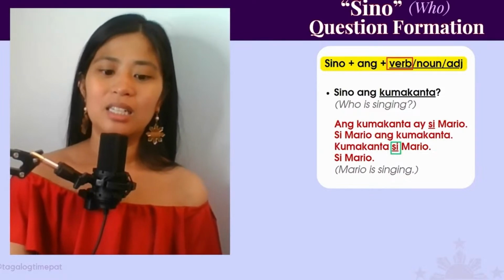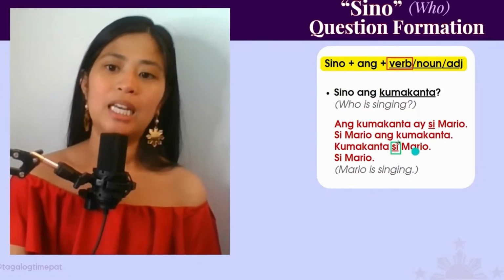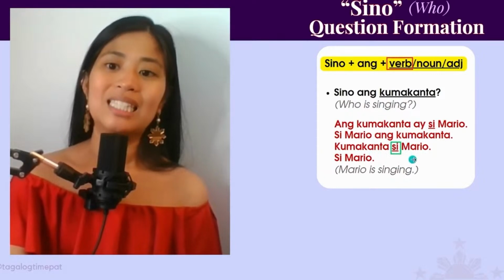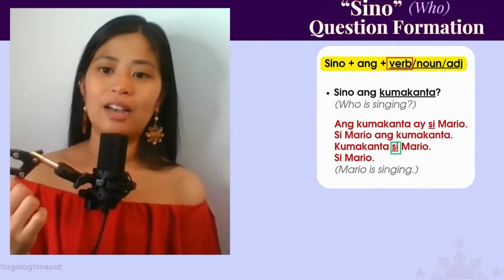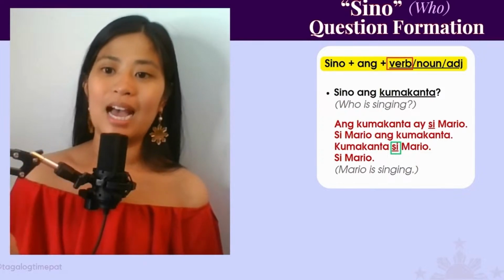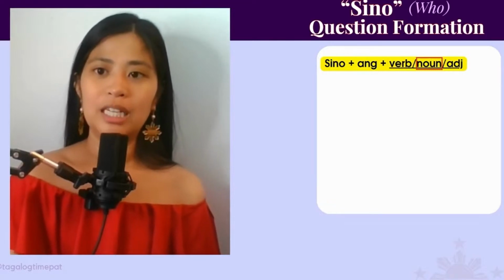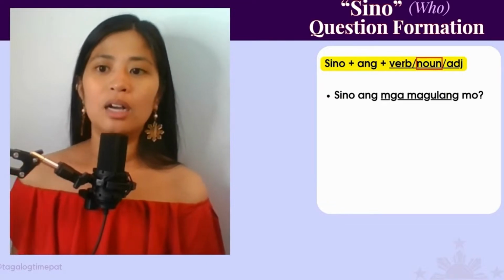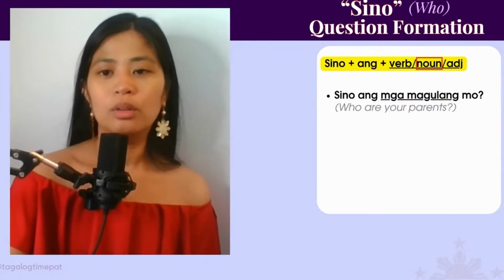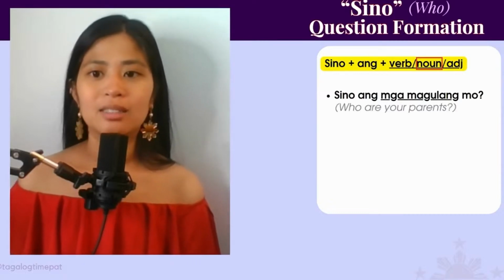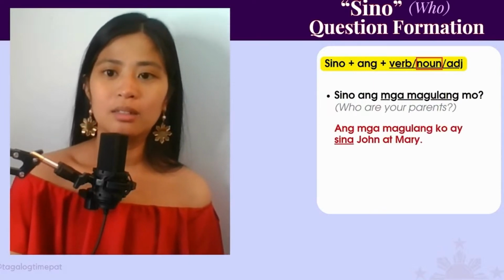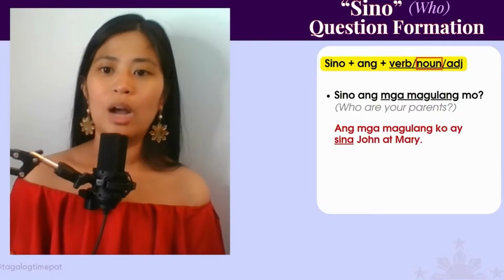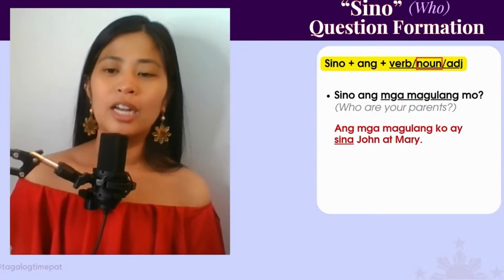And then there is the word that has to be in the answer. Si. Because we're asking about a person, your answer has to have si or sina if it's more than one person. We'll see that. So now if you are going to fill it in with a noun, sino ang mga magulang mo? Mga magulang means parents. Sino ang mga magulang mo? Who are your parents? Ang mga magulang ko ay sina John at Mary.